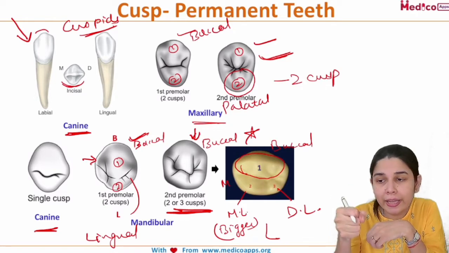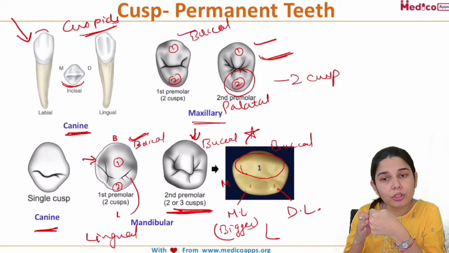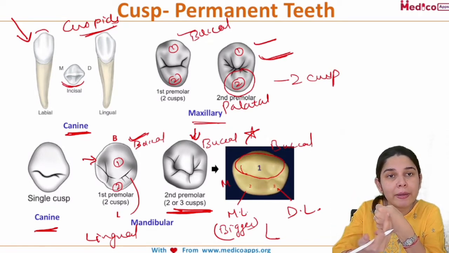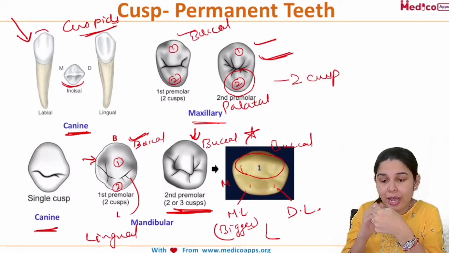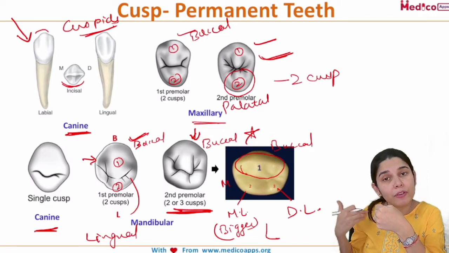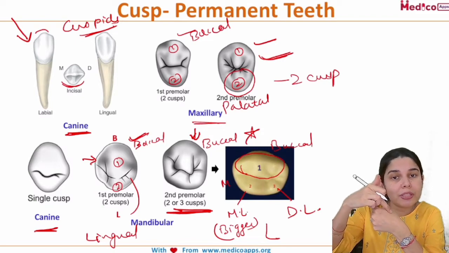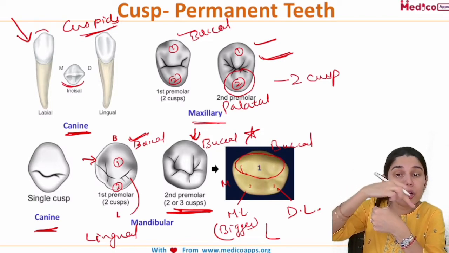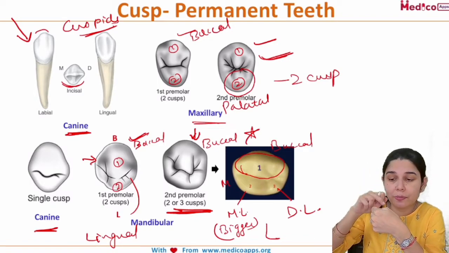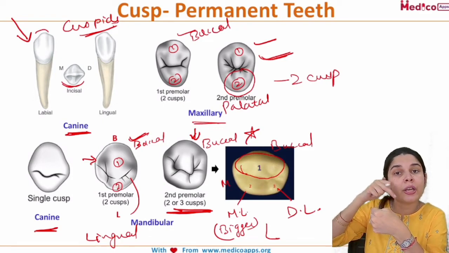Okay, now again, if this is the second premolar, this was your buccal surface, this was your lingual surface. Now the surface which is towards the midline is the mesial surface, and the surface which is towards the posterior, towards the first molar, is your distal surface. So this cusp, which is present towards the mesial surface, will be the mesiolingual cusp, and the cusp which is present towards the first molar is distal. Okay, so that will be the distolingual cusp.